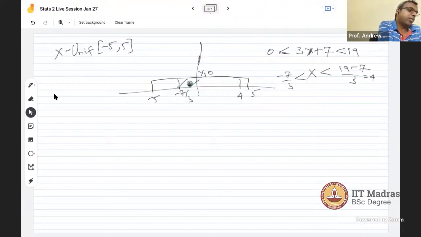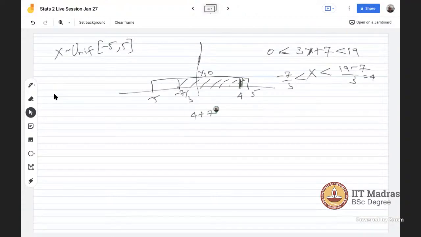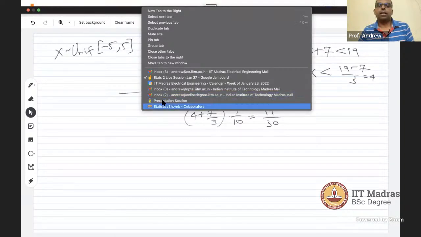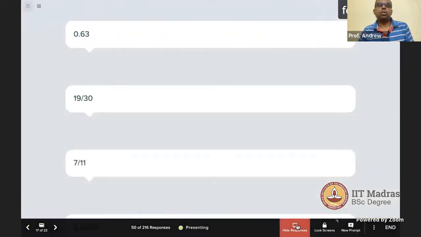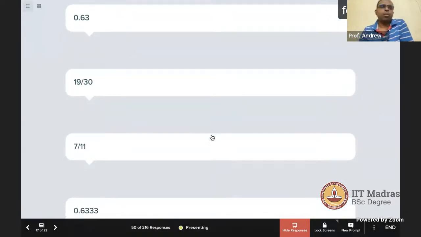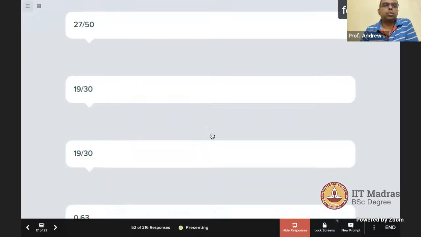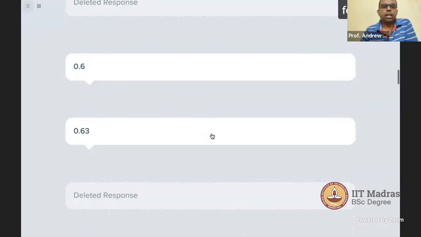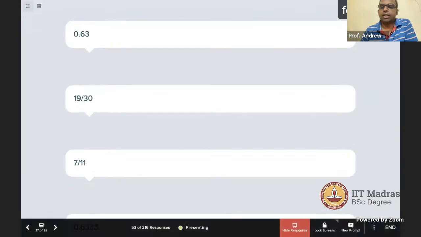So what did I do here? I converted the event involving 3x plus 7 into an event involving x. And it is just this area. And the answer will work out to what? 1 by 10 times 4 plus 7 by 3, right? So this will come out to 19 by 30. Pretty, in some ways, easy. Let me just see how we got it. Yeah, 0.63, I think it's 19 by 30. There are other answers, but make sure you get this 19 by 30. That's the correct answer.